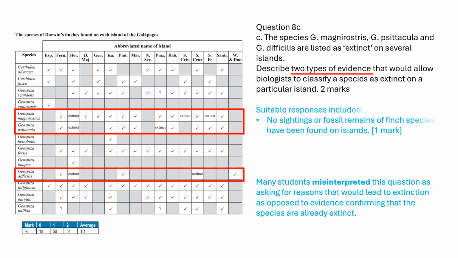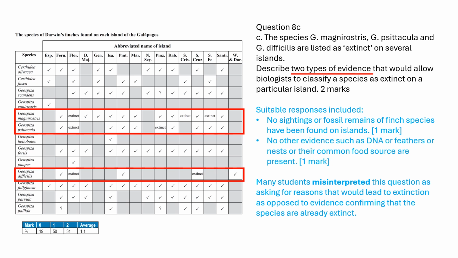The evidence of extinction is that no sightings or fossil remains of finch species have been found on the islands. No other evidence, such as DNA, feathers, nests, or their common food source, is present.